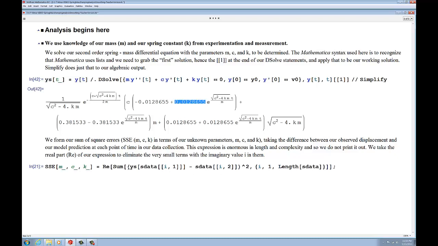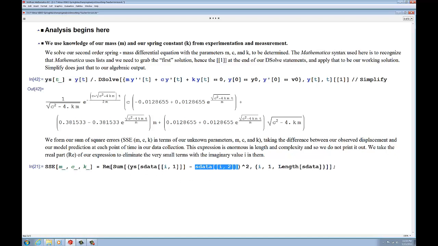This is very important. This is the sum of the square errors between the model, ys, which is our model at this particular time, for i going from 1 to the length of the data set, differenced from the actual observed displacement, and then squared, and then adding all up.